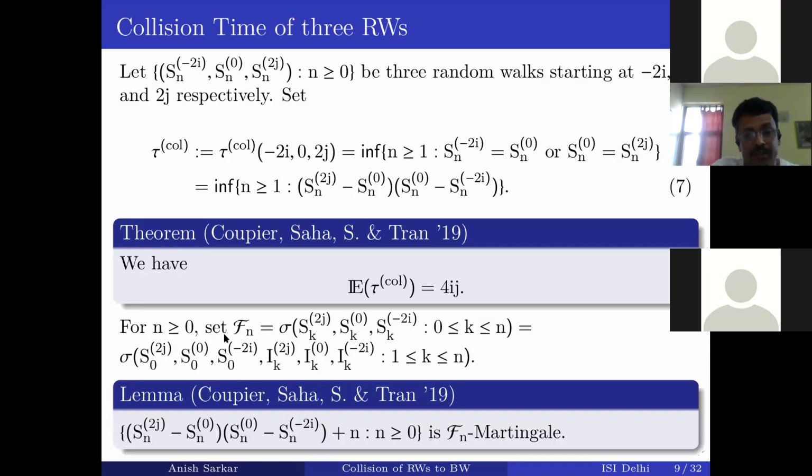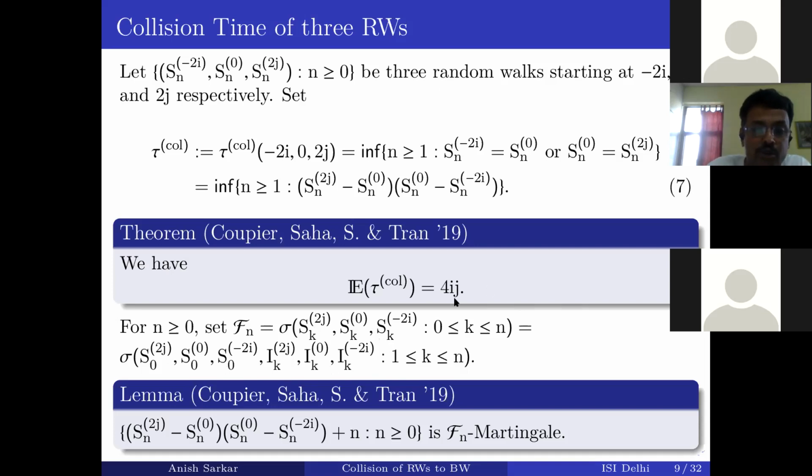So I have to define a filtration. The filtration Fn will be the smallest sigma algebra generated by the 3 random walks up to time n, whatever information they are generating at time n. So it is the smallest sigma algebra with respect to which all the random variables up to time n are measurable. And of course, this is the same: if I know the increments, I know the positions, and vice versa. If I know the position of the random walks, I know the increments. So these 2 sigma algebras are the same.